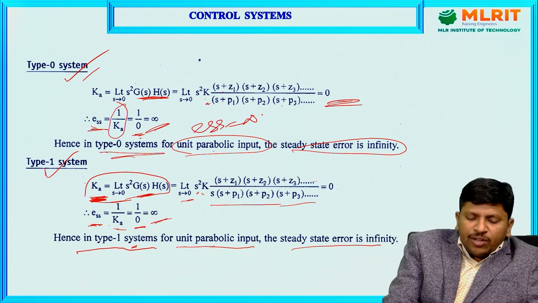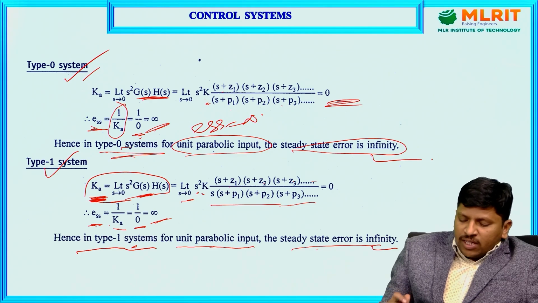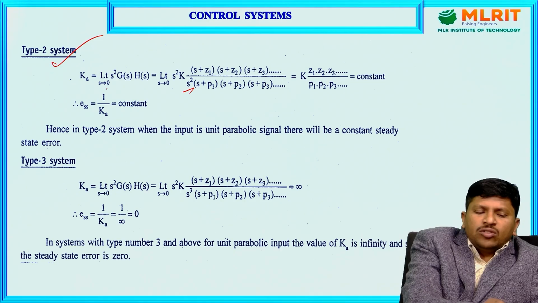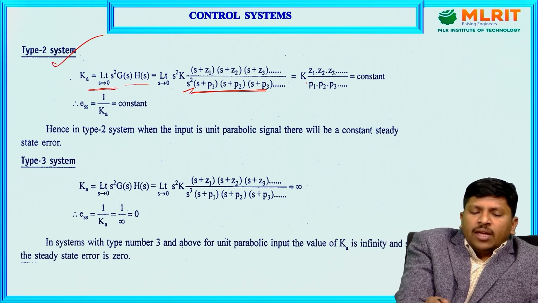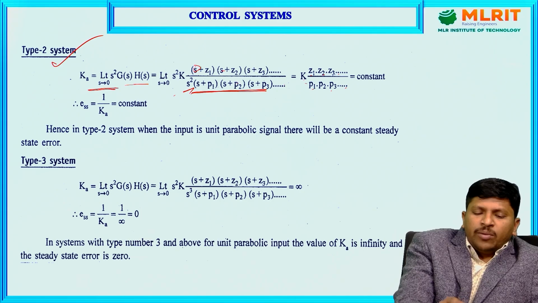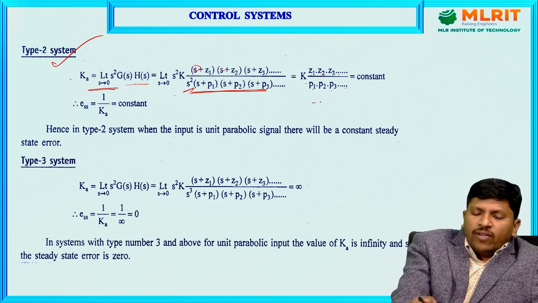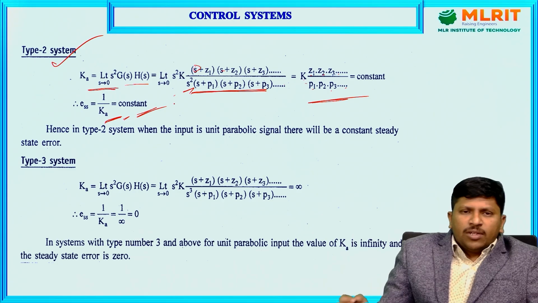For type 1 systems with unit parabolic input, the steady state error is infinity, and for type 0 systems the steady state error is also infinity. Next, coming to type 2 systems, two poles are present at the origin. Same formula, Ka equals limit s tends to 0, s square into G of s into H of s, with s square into K into (s plus z1) and so on, all the zeros in the numerator and all the poles in the denominator. Substitute s equals 0, we get K into z1, z2, z3 over p1, p2, p3. Here the s square terms both cancel, so the value is a constant. So steady state error equals 1 by Ka, 1 by a constant, that is nothing but a constant.